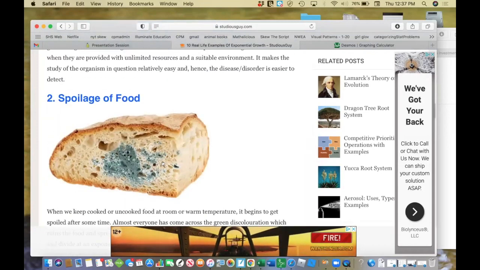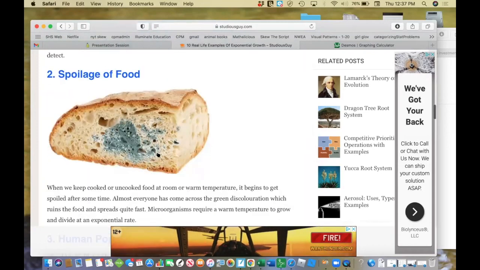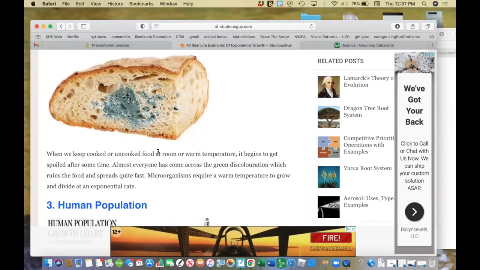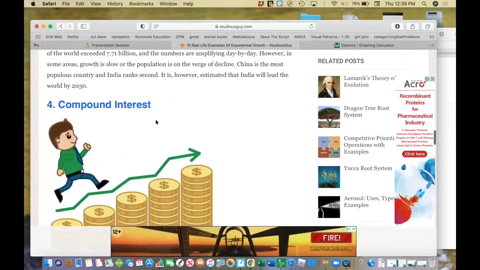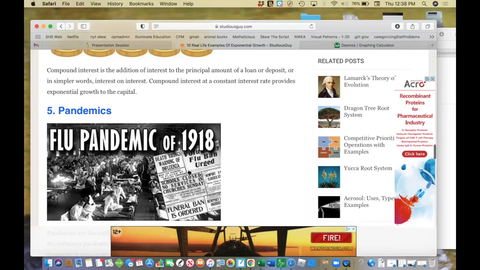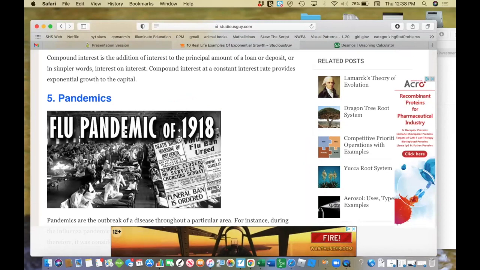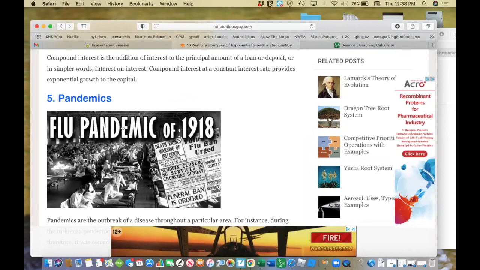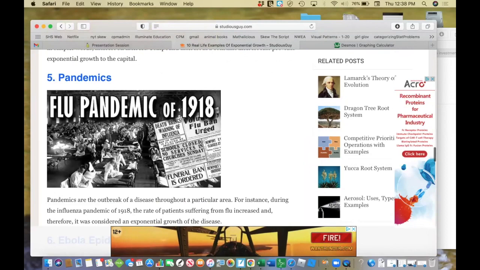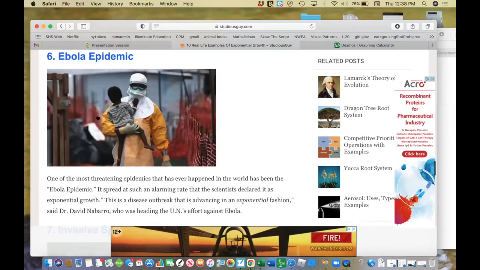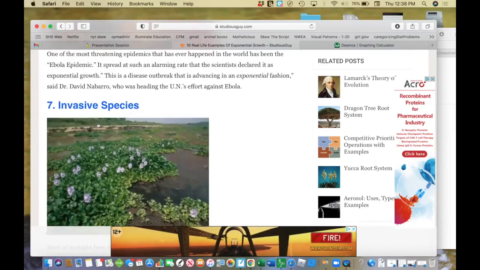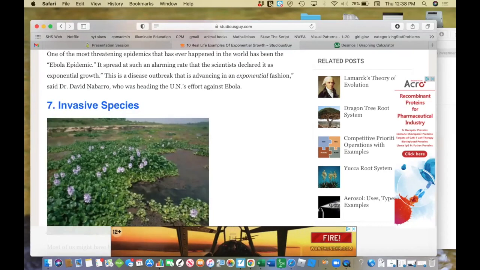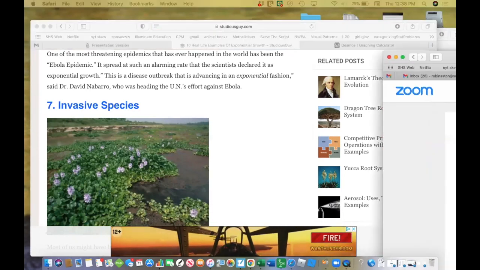Mold on food, there's quite a few people who chose to do moldy food examples. Human population, also animal populations. We also have interest rates. We kind of mentioned that one. Pandemics, the flu, right? And what we're dealing with right now, the coronavirus, obviously also grows exponentially. The Ebola epidemic, that was an exponential growth curve. Invasive species, whether it was animal or plant, right? In our area, we have Scotch broom.